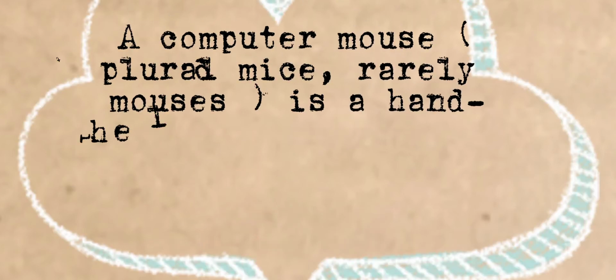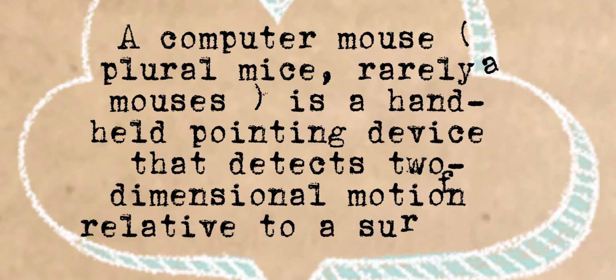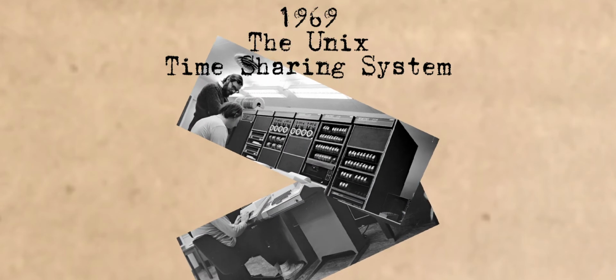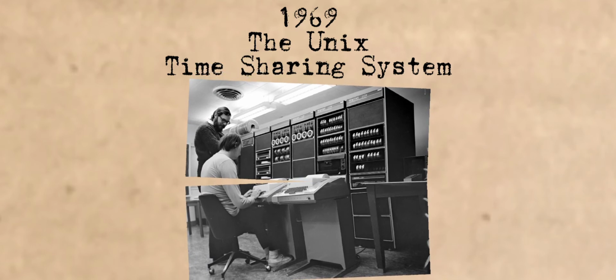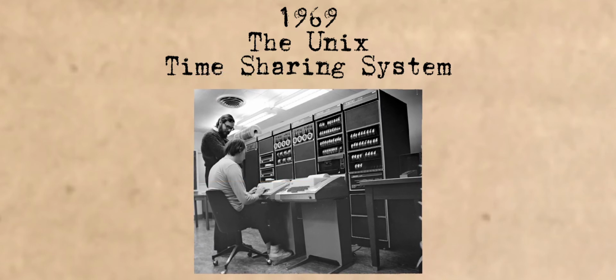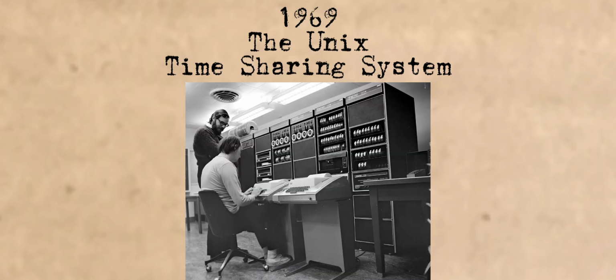1968, the mouse was invented. A computer mouse, plural mice, rarely mouses, is a handheld pointing device that detects two-dimensional motion relative to a surface. 1969, the Unix Time-Sharing System. Unix is a general-purpose, interactive time-sharing operating system primarily for the DEC PDP-11 series of computers, and recently for the Interdata 8/32. It is useful on a rather broad range of configurations, ranging from a large PDP 11/70 supporting 48 users to a single user LSI 11 system.